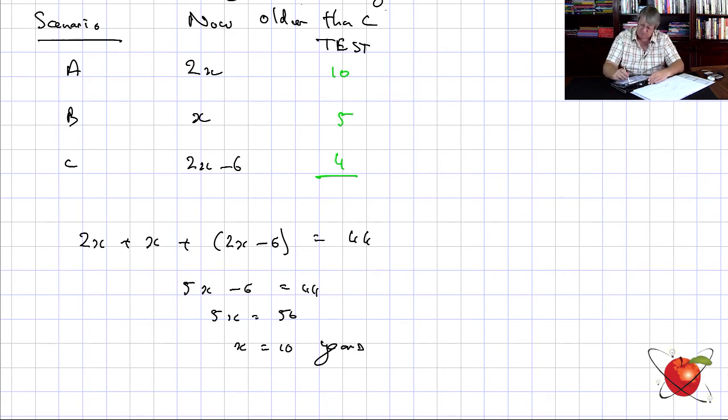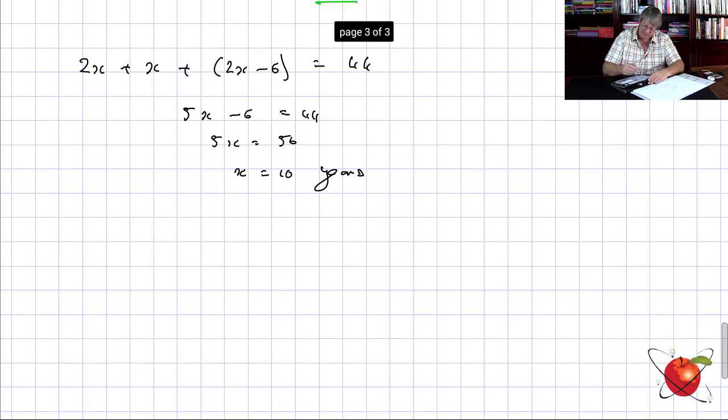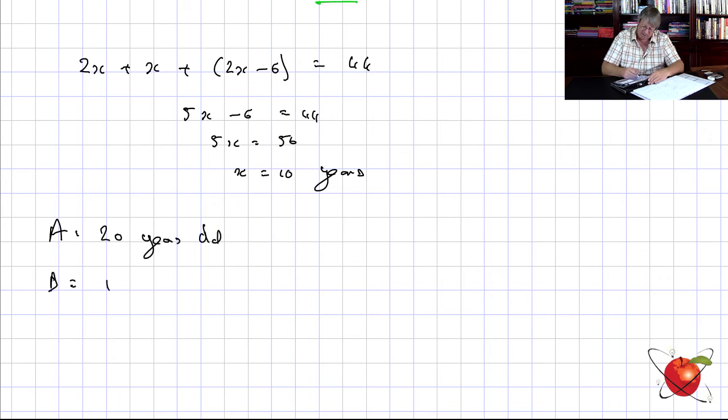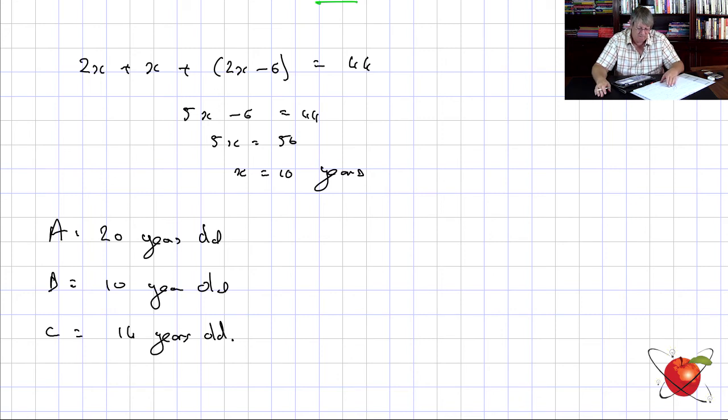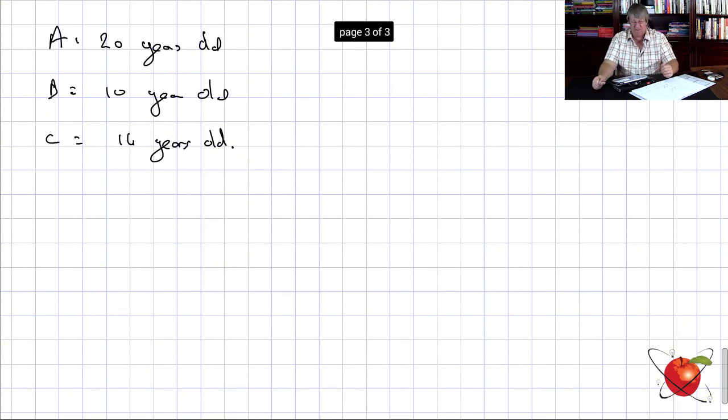Therefore, how old are the people? All right, A is going to be 20 years old. B is going to be 10 years old. And C is going to be equal to 14 years old. So, in all of these situations, we look at the maths and it tells us.